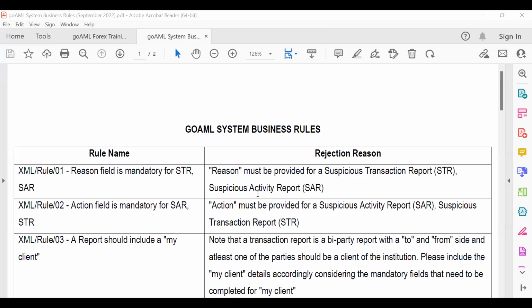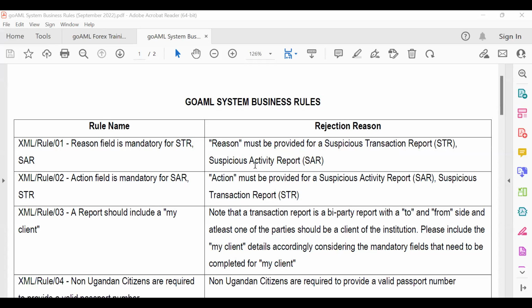Okay, so the system has what you call business rules, and that's why some of you have been receiving notifications that your reports have been rejected. So we'll share these business rules with you, but they have to be adhered to so that your report is successfully submitted.